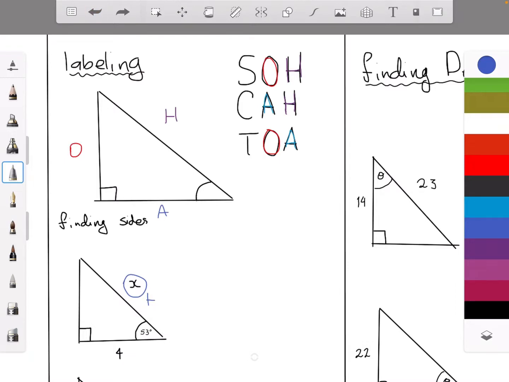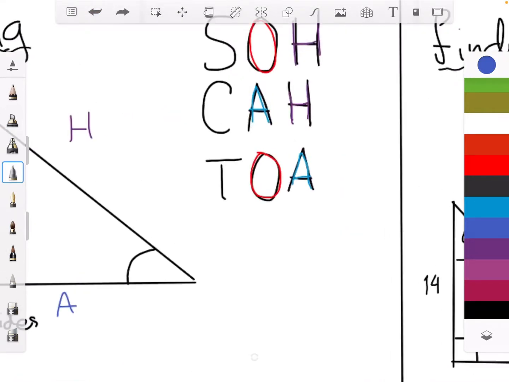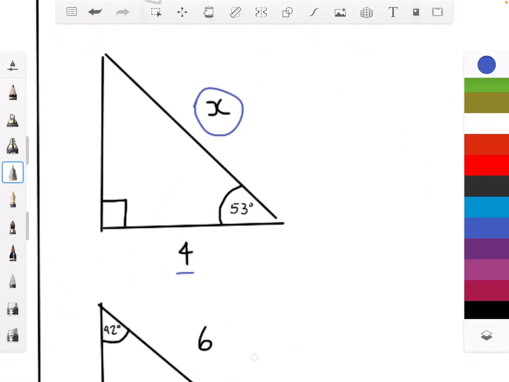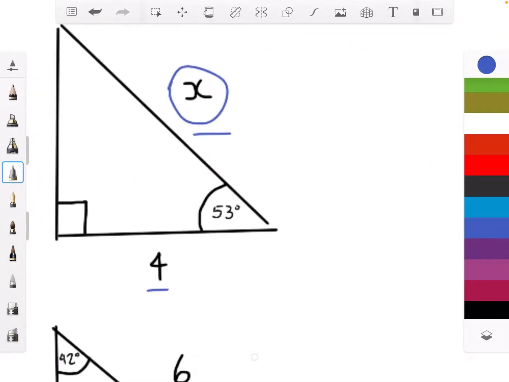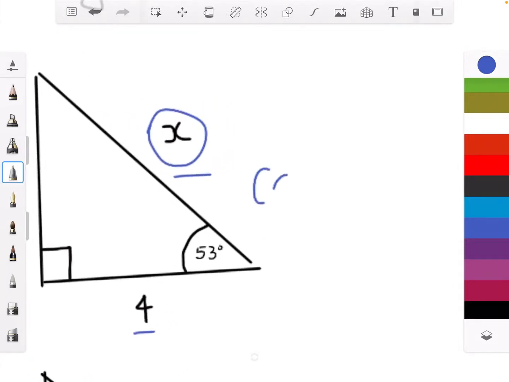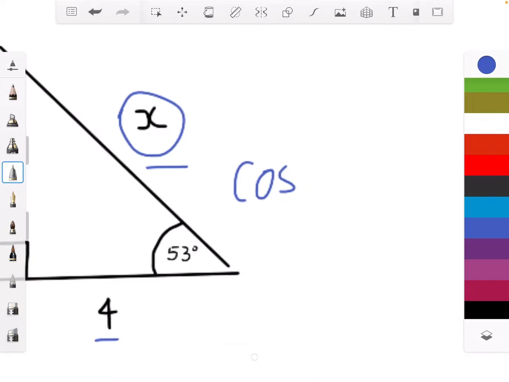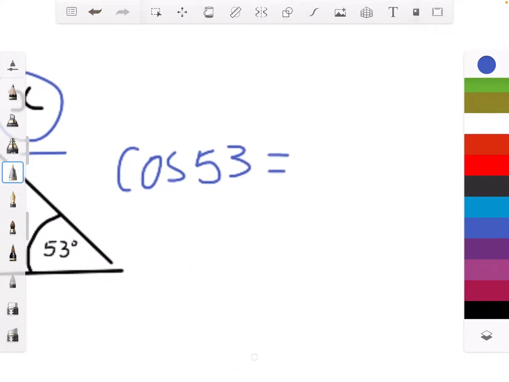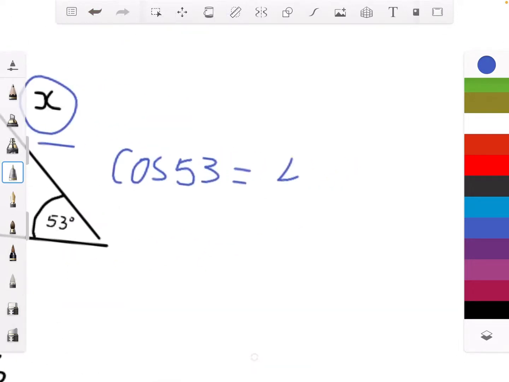Because it's adjacent over hypotenuse. So what you would have to do is you have to write cos. This is how you have to format it. 53, because that's the angle. 53, okay, equals 4 over x. Now this is the tricky part.